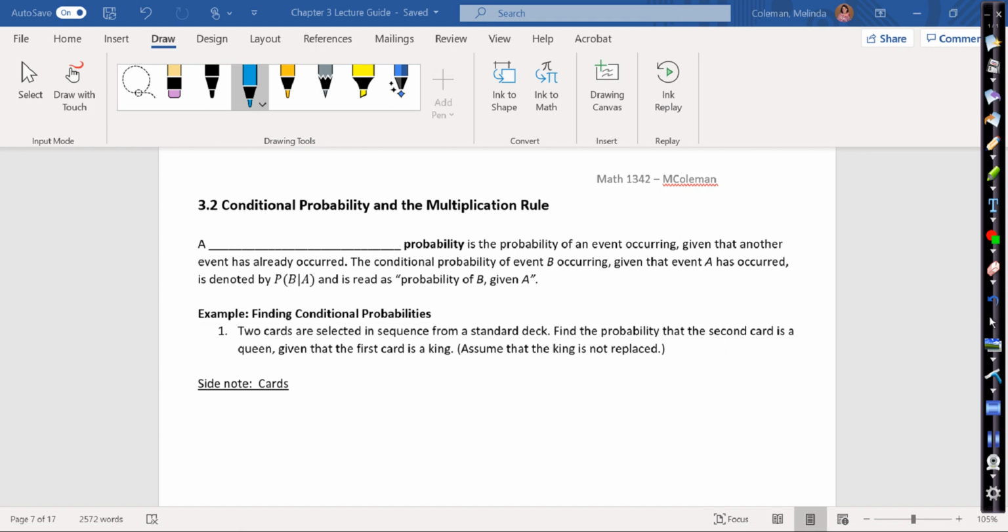All right. Our next section on probability is called conditional probability and the multiplication rule. Again, some definitions to start with.